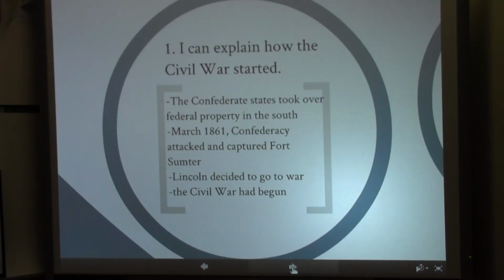Objective 1, I can explain how the Civil War started. Once they had seceded from the Union, the Confederate States began to take over federal property in the South. And in March of 1861, the Confederacy attacked Fort Sumter, and they eventually captured the fort, and it became part of the Confederacy. As a result of this capture, Lincoln decided to go to war. So with the attack and capture of Fort Sumter, the Civil War had begun.